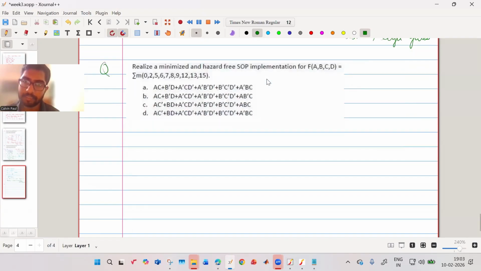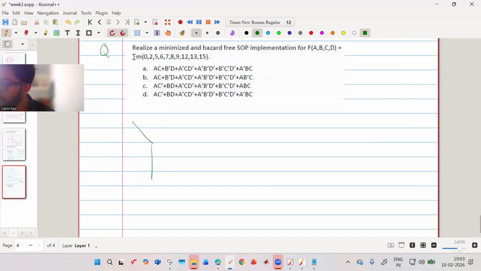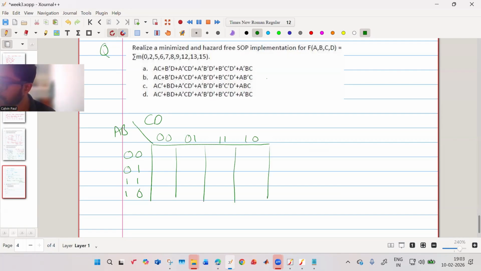Okay, so this is the thing, we have to find the truth table. First, we have to draw the K map. Okay, let us draw the K map. You have it like this. This is AB, this is CD, 0 0, 0 1, 1 1, 1 0. 0 0, 0 1, 1 1, 1 0. Right?